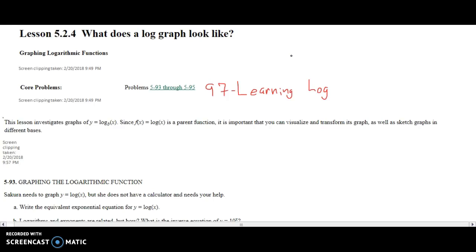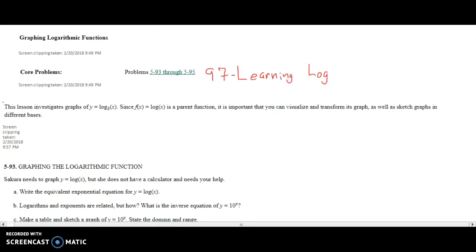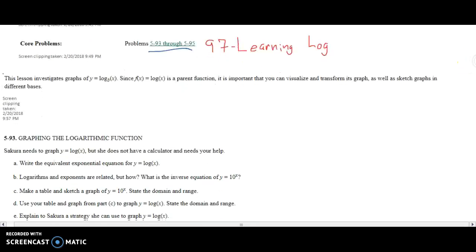So today we're doing lesson 5.2.4, and the main objective here is looking at logarithmic graphs. We've been studying logarithmic functions, and now we want to look at what the graphs look like. We have touched base on how they are inverses of exponents, so you may have a good idea already what they may look like, but the core problems that we'll be focusing on are 93 to 95, and it'd also be nice to do a little bit of the learning log and problem 97.